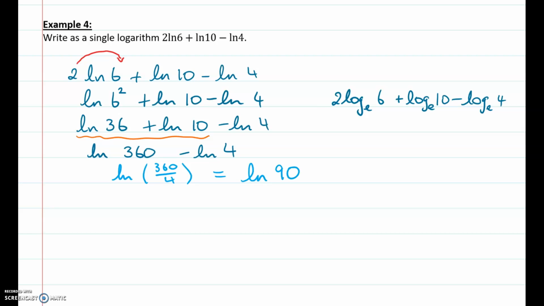So that very first expression that we had here in the question can be simplified into a single log, the natural log of 90. Okay? Again, if you want to get an approximation for that, you can use the ln button on your calculator to do so, but our job was to write it simply as a single log.